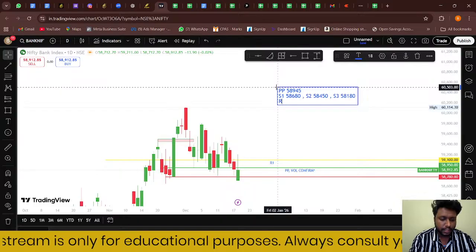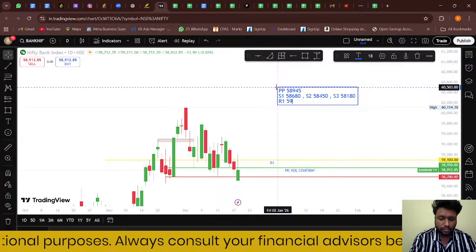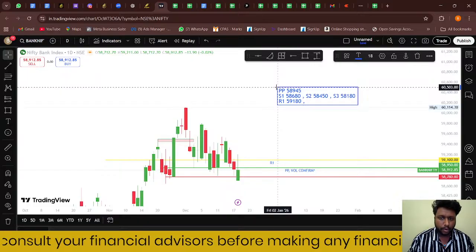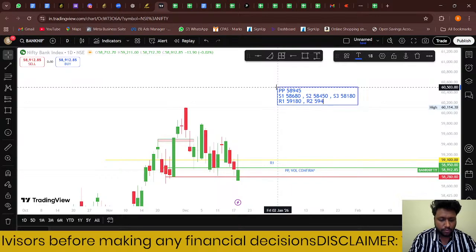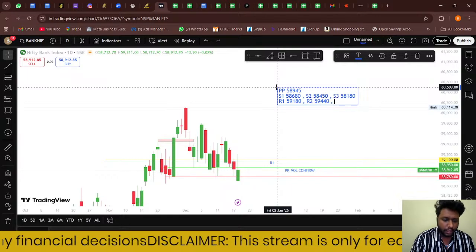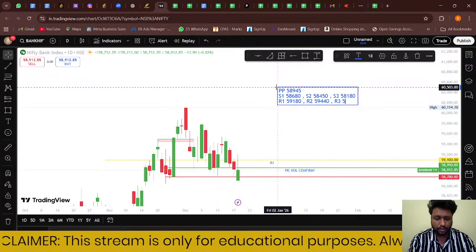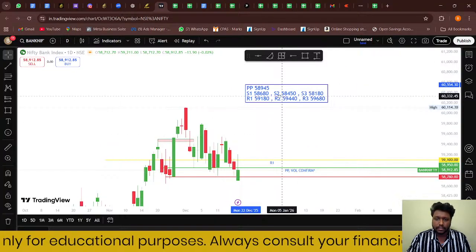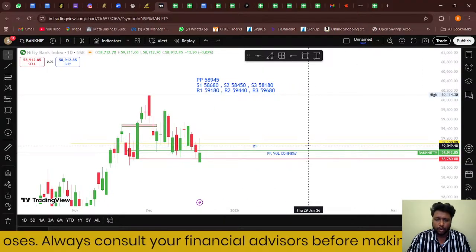With respect to this, the first resistance is at 59,180. Exactly it is 178, but we plot it as 180. Resistance 2 is at 59,440. It is 43, we marked it as 40. And resistance 3 is at 59,680. So these are the levels for three supports and resistances with respect to the pivot point.